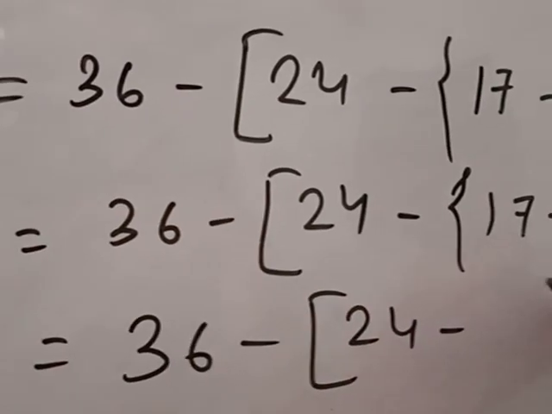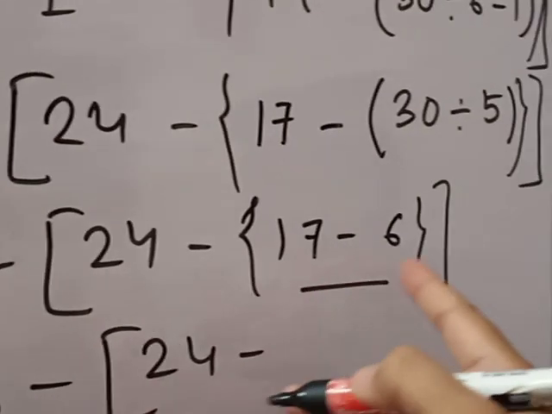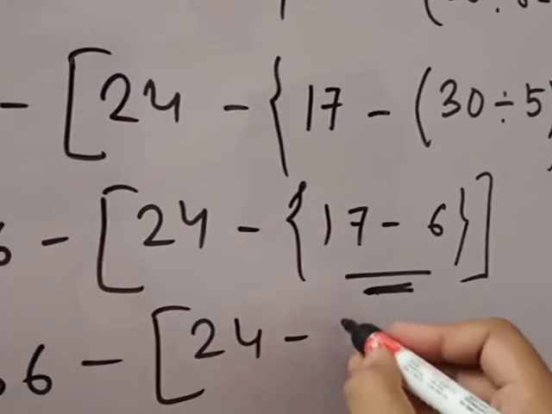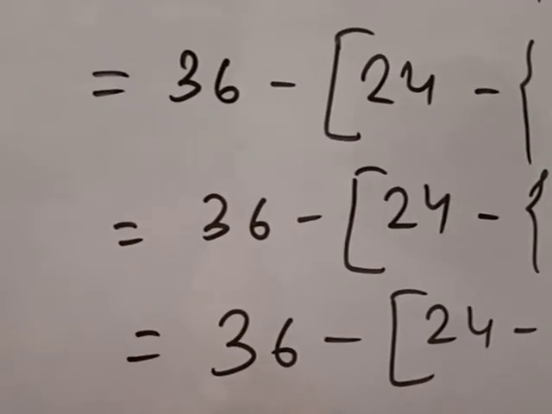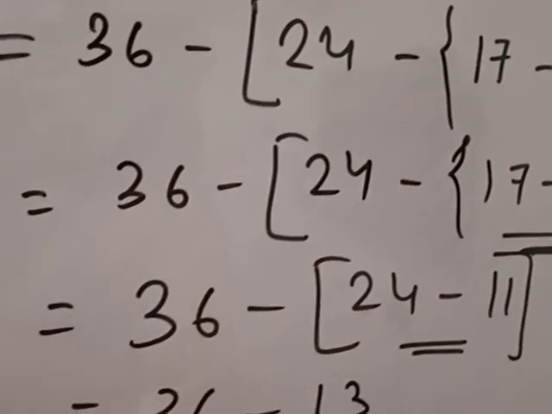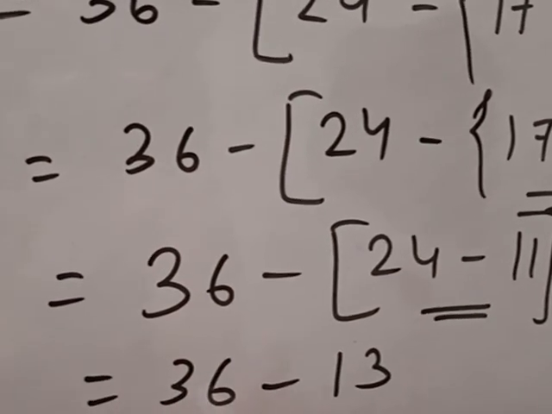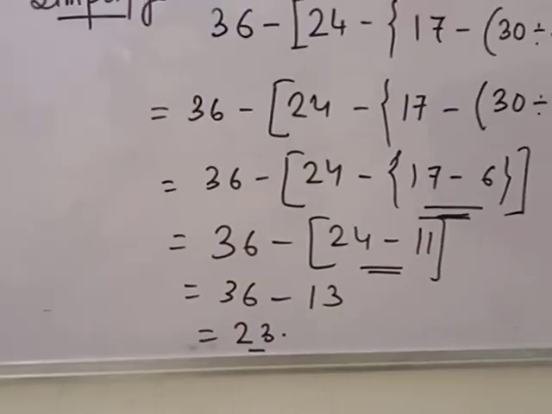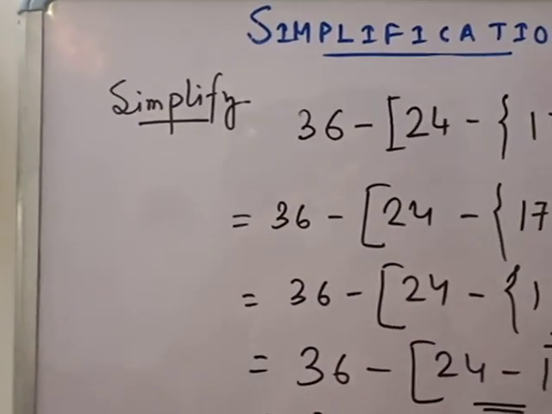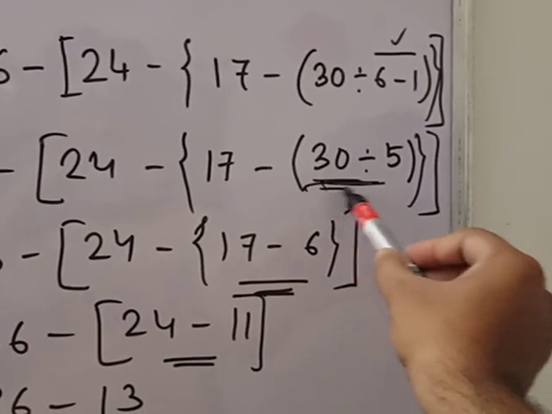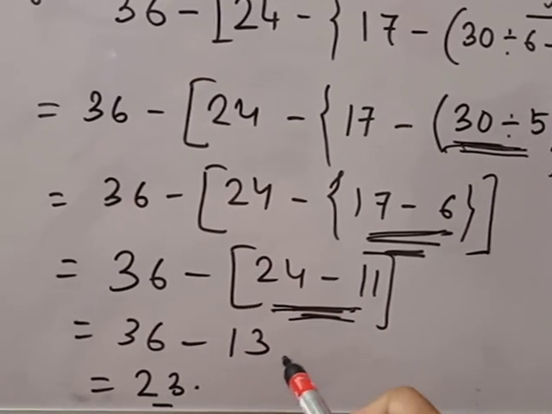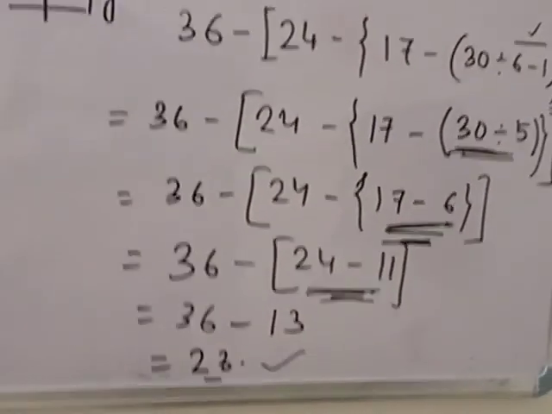Next, 24 minus, this is 17 minus 6. Second bracket work now. 17 minus 6 is 11. Next, third bracket work. So this is 13. Next, we get the answer. So firstly, you have to do the work of the bar. Next, first bracket work. Next, second bracket work. Next, third bracket work. Then we get the simplified form of the sum.